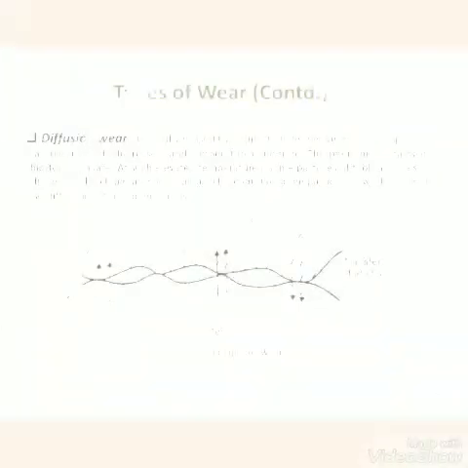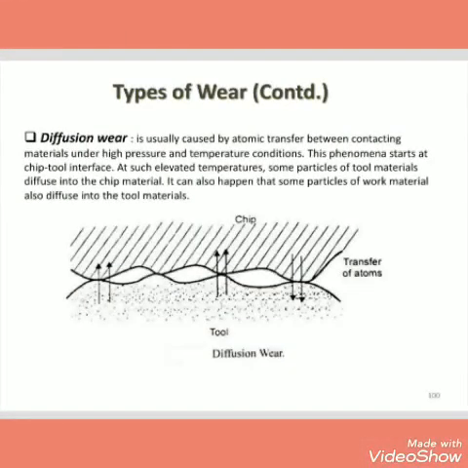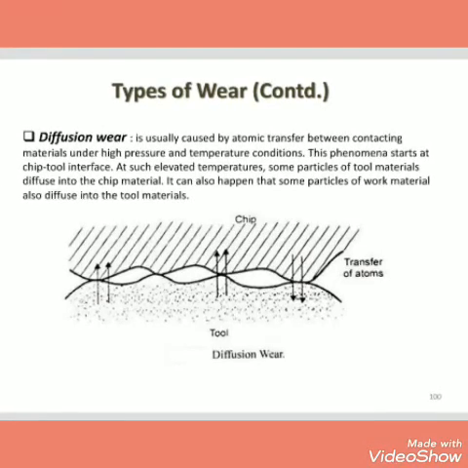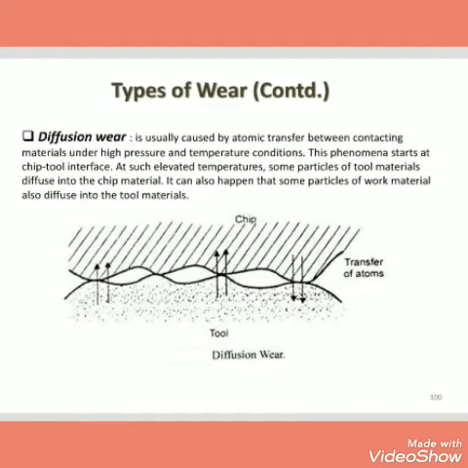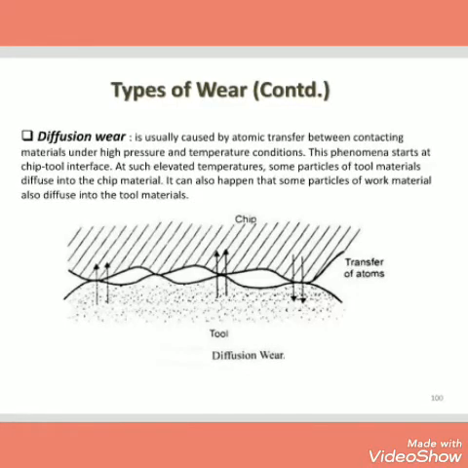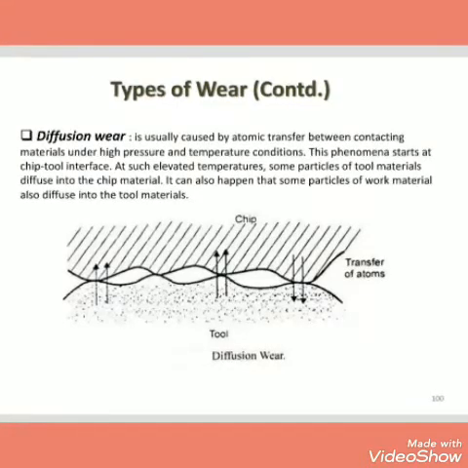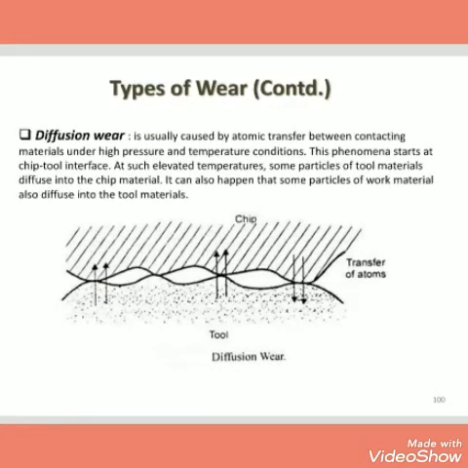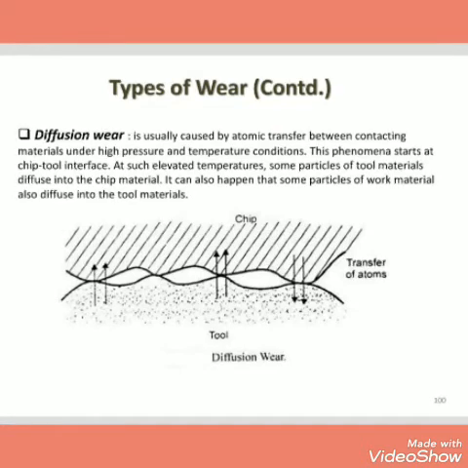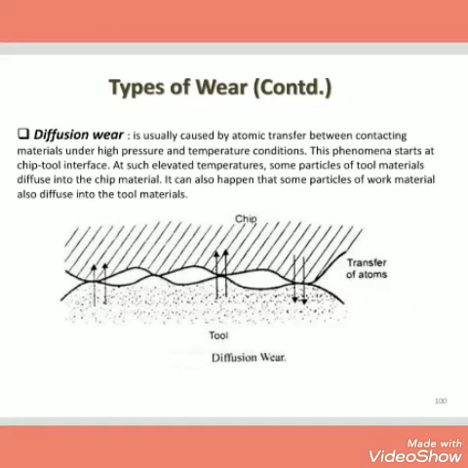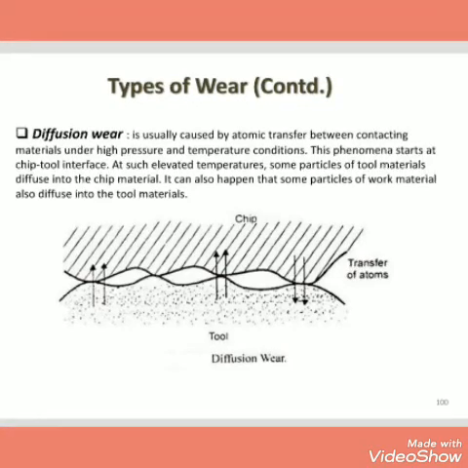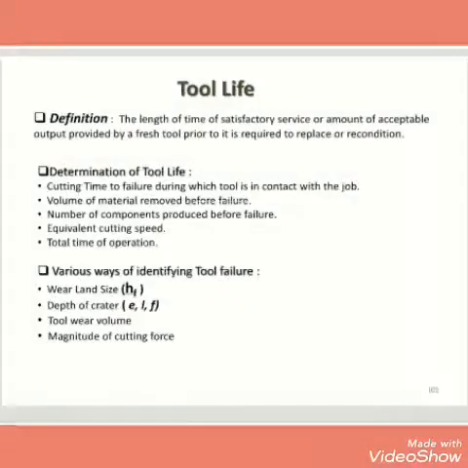These are the two important types of wear. The last one, in the picture, is diffusion wear, which is usually caused by atomic transfer between the contacting materials under high pressure and high temperature conditions. This phenomenon starts at the chip-tool interface. At such elevated temperature, some particles of the tool material diffuse into the chip material. It can also happen that some particles of the work material diffuse into the tool material.